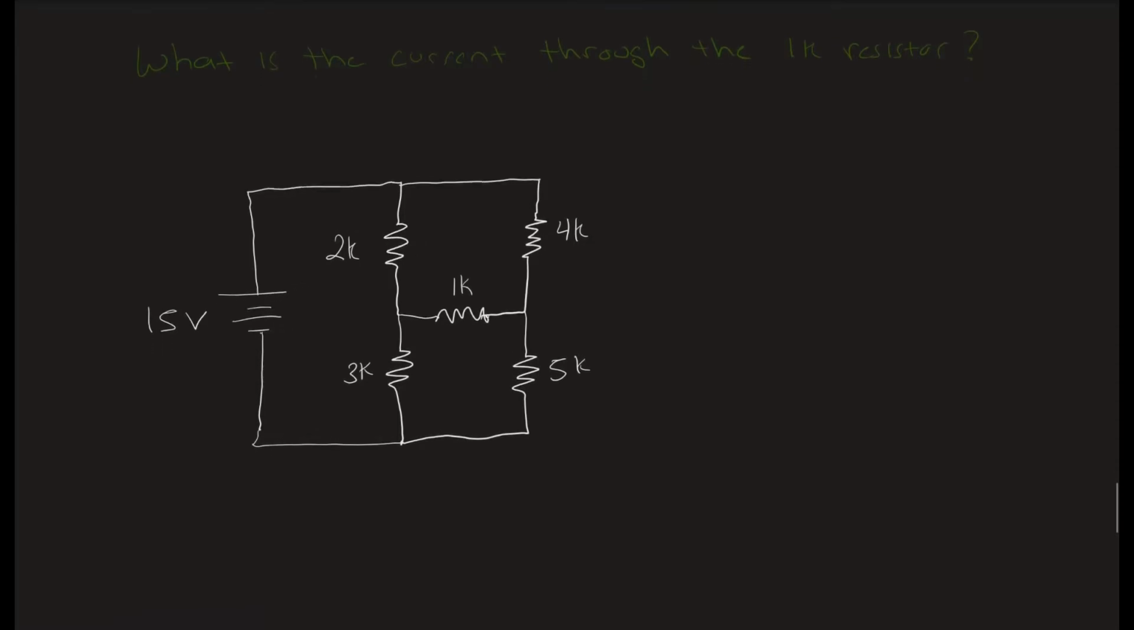But notice that 1K resistor, remember this was our load. This was the LED in the last lecture. If I break this down to a Thevenin, I can solve for this. And so that's exactly what we have to do. So I'm going to redraw it.